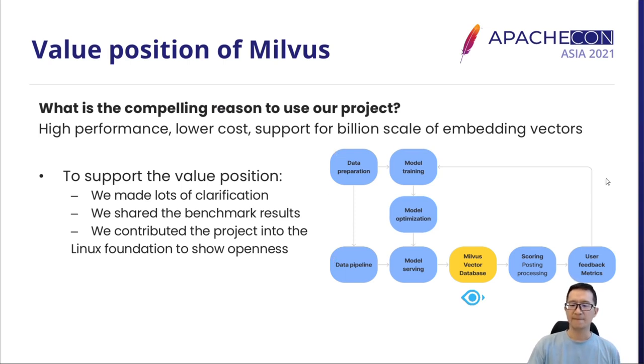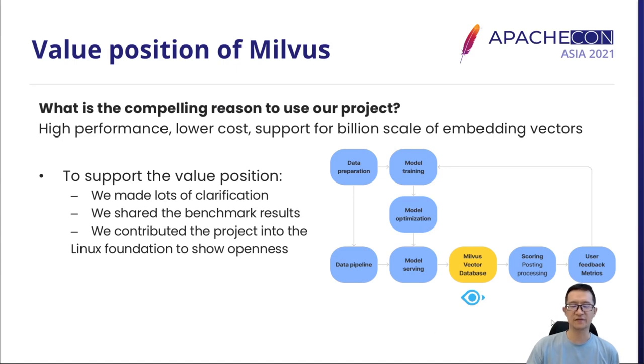So this is a very high level picture about how you compose a production AI application. You have a data preparation phase, a model training phase, a model optimization phase, and a model serving phase when you go to production. This is the place where the Milvus vector database plays a role, just behind model serving. Milvus vector database will serve the embedding vectors.